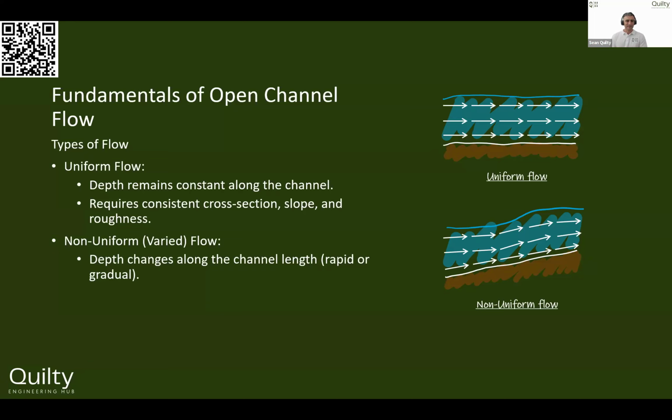Non-uniform flow is when that depth might change. So maybe your channel comes down and goes around a bend. That would be non-uniform flow. The levels will change slightly. Or if you had a bund or a culvert at the end of your channel, those flow depths are going to change and fluctuate. So that's an example of non-uniform flow.